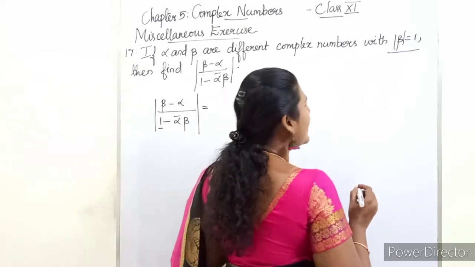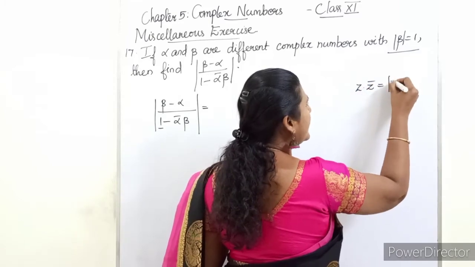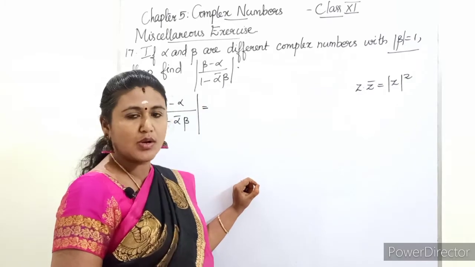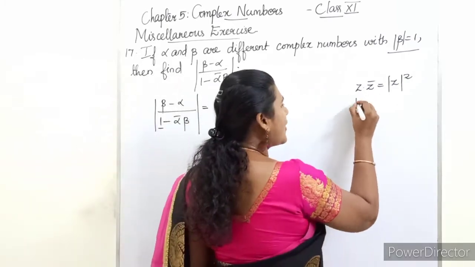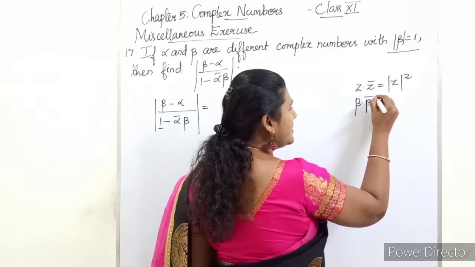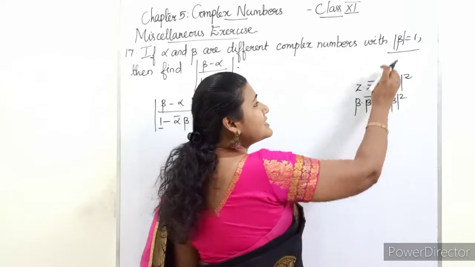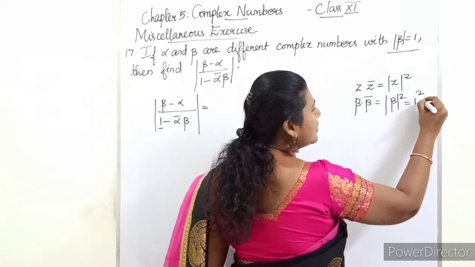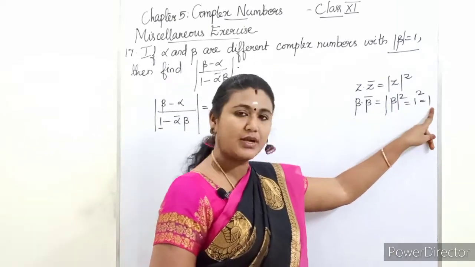So how can we write beta into beta bar? Because we have already learned a formula, z into z bar is equal to mod z the whole square. Using this formula we can write beta into beta bar is equal to mod beta the whole square. But what is the value of modulus of beta? 1. So we can write 1 square, which is equal to 1. So beta into beta bar is equal to 1.